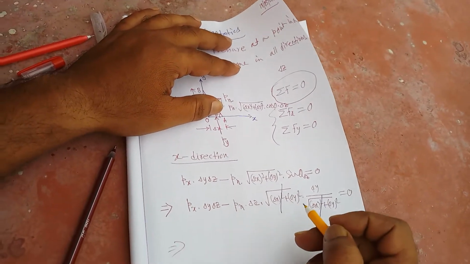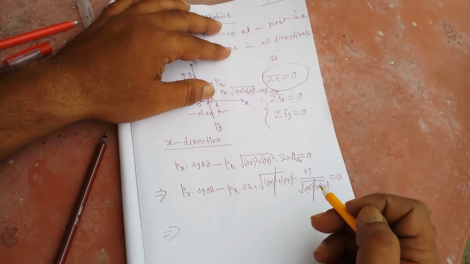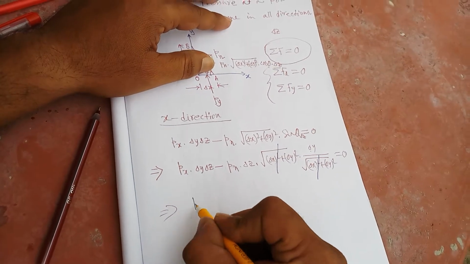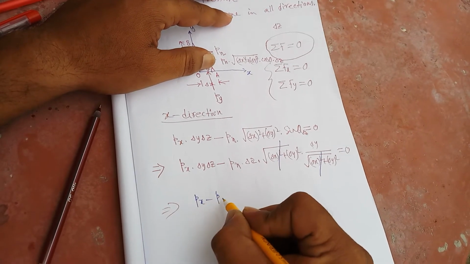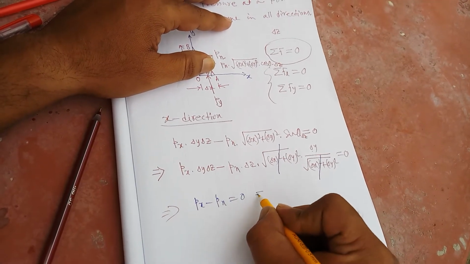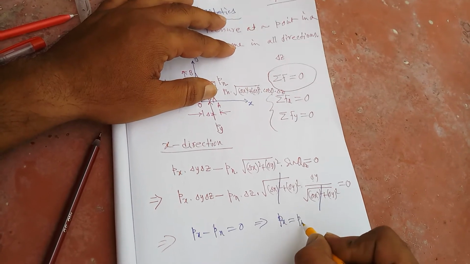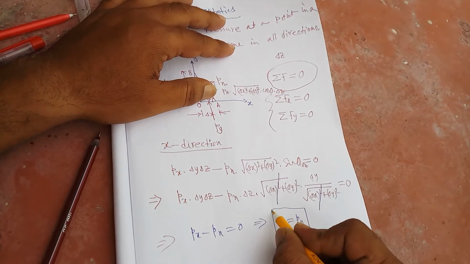Now divide both sides by delta y delta z because the product is not 0. None of these two is 0. So the product is not 0. Therefore we are getting Px minus Pn is equal to 0. And in the next step we are getting Px is equal to Pn. Okay.